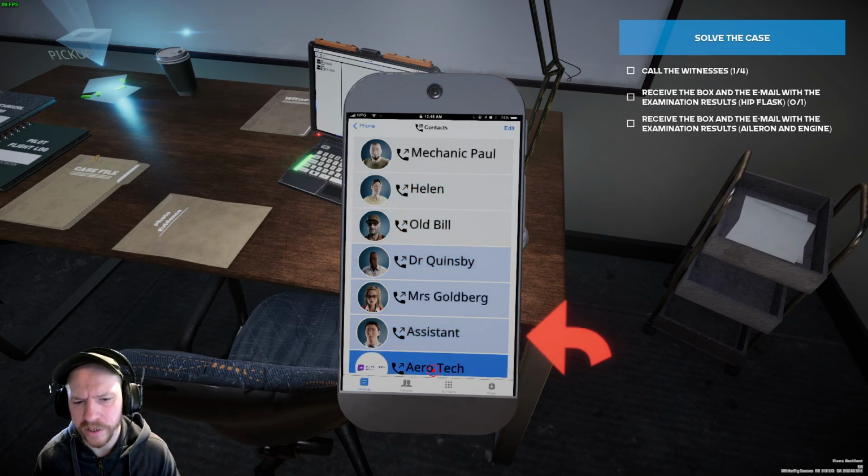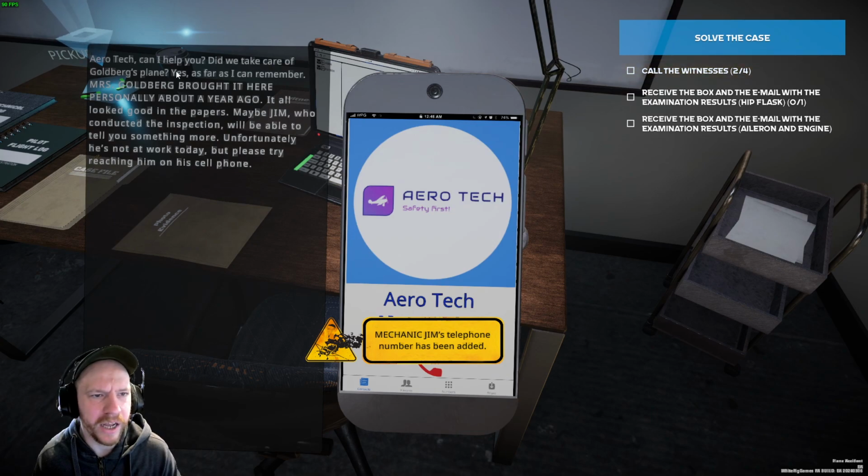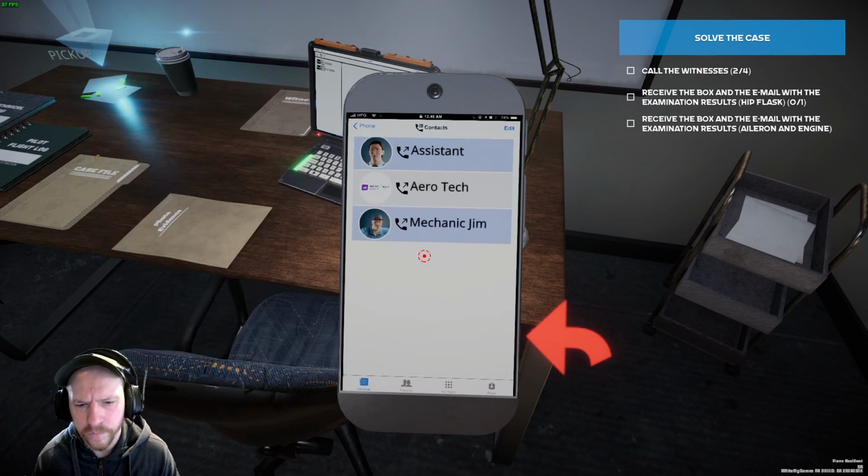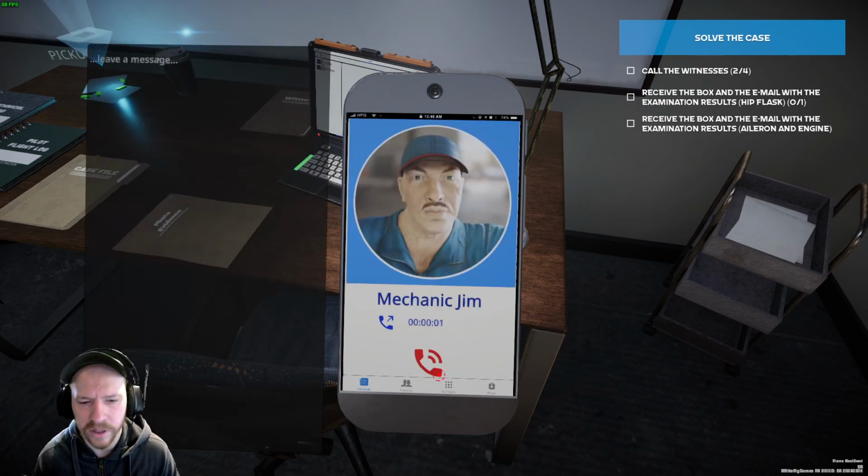Right, so now we need to ring Aerotech. Can I help you? Did we take care of Goldberg's plane? Yes, as far as I can remember, Mrs. Goldberg brought it here personally about a year ago. It all looked good in the papers. Maybe Jim, who conducted the inspection, will be able to tell you something more. Unfortunately, he's not at work today. Please try reaching him on his phone. Mechanic Jim. Leave a message. Okay.